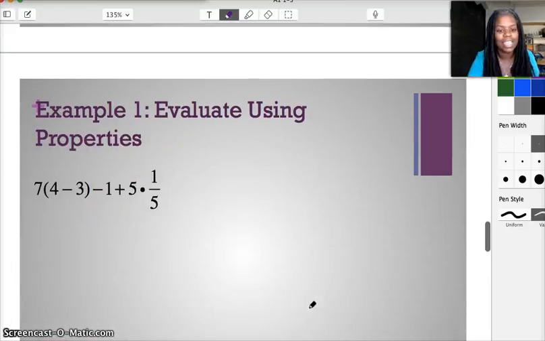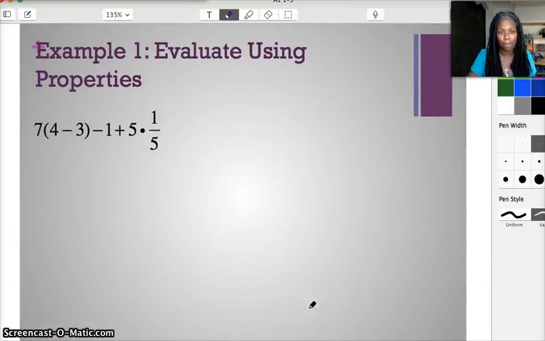All right, we're going to get into some really basic examples, and we're just going to see how we always use these properties in general. So if I had to evaluate this expression, evaluate means to get a numerical answer, what I'm going to do is list the properties that I'm using automatically. The first thing I know I have to do is the parentheses first, so I'm going to get 7 times 1, because 4 minus 3 is 1, minus 1 plus 5 times 1 over 5.